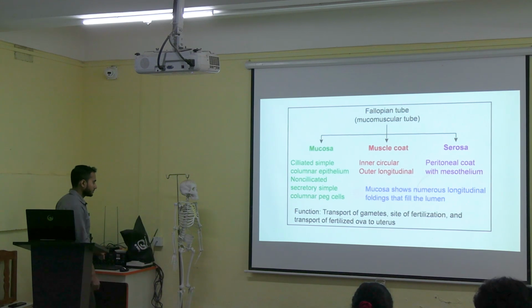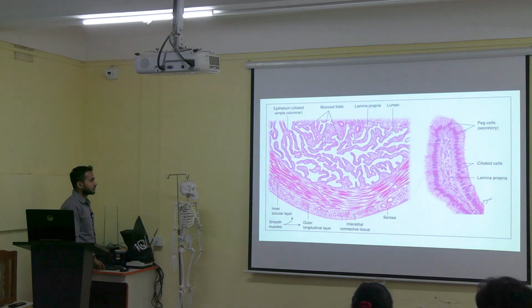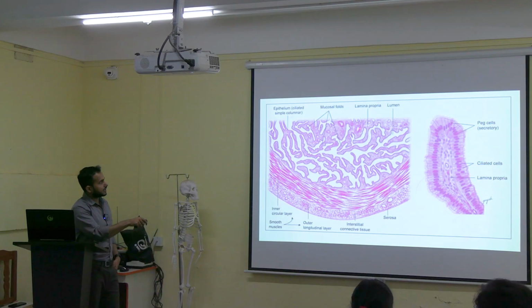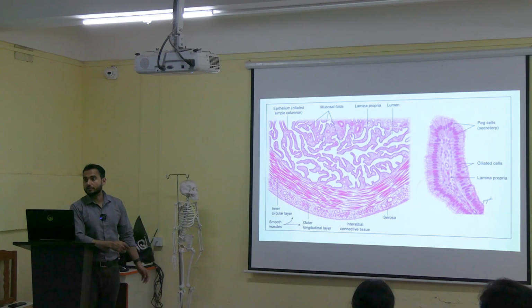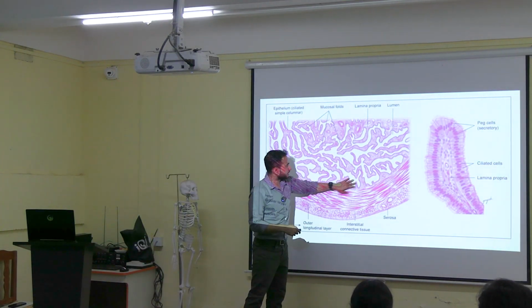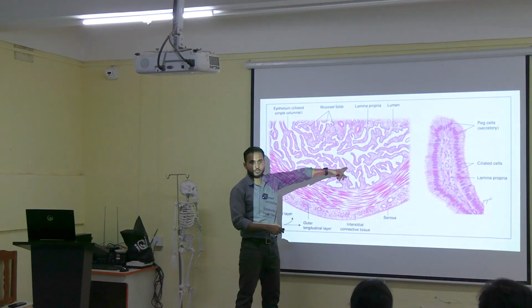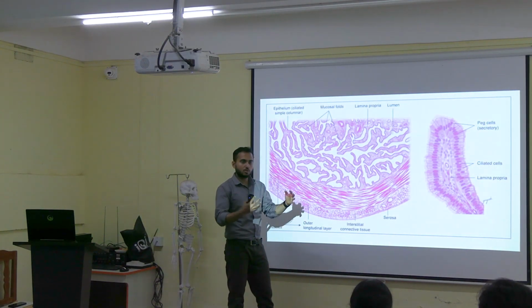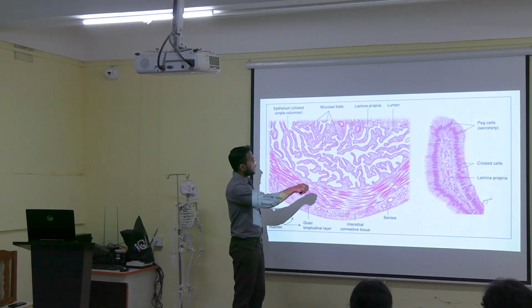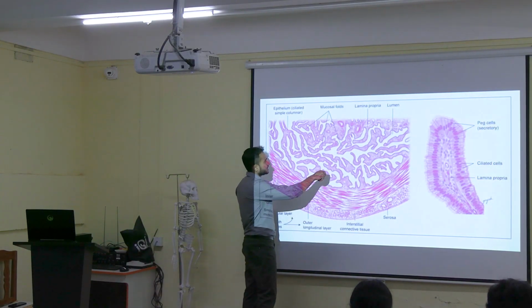Now here you can see the diagram. So what is this? Can anyone tell me what this part is? This is the lumen of the fallopian tube. Now can you see the mucosal folds? These mucosal folds almost occupy the lumen. Now take one particular fold, then you can see this is the lining epithelium.